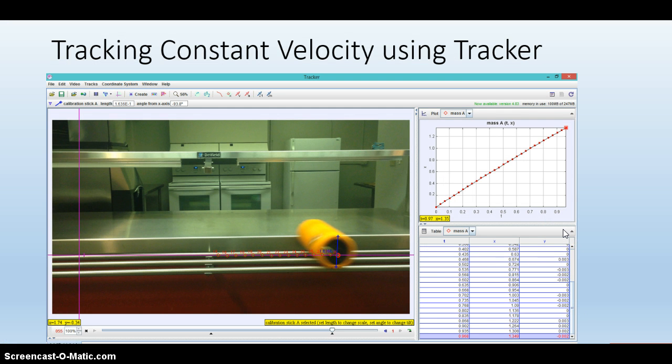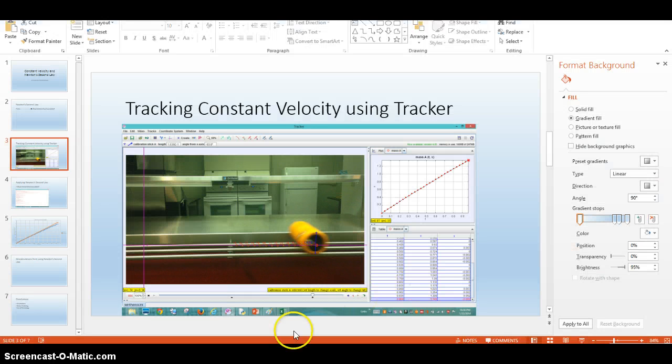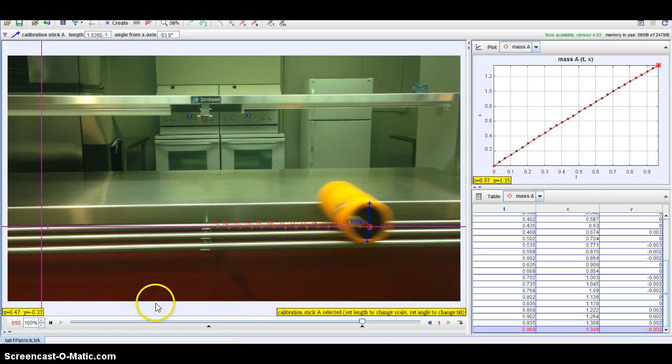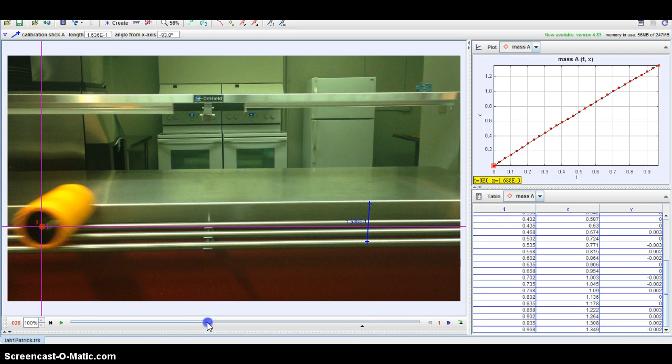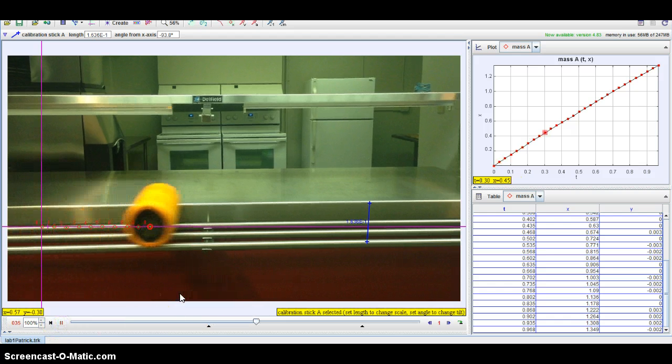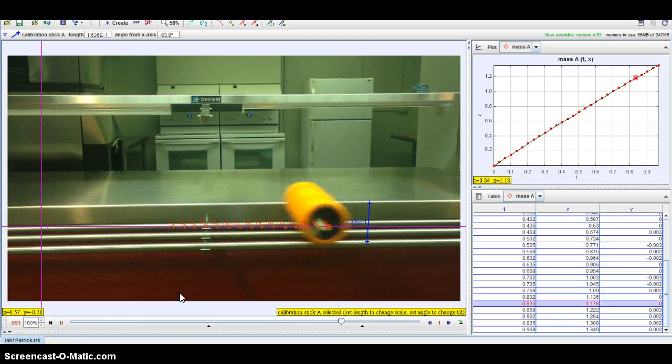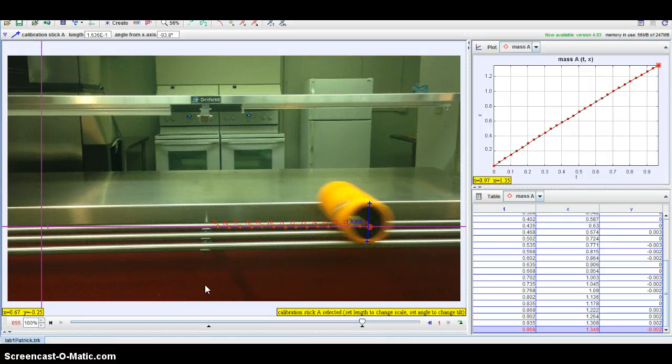The program we use to track the velocity of the foam roller in this lab is Tracker. It is a great tool for graphing and tracking the velocity of our object. As you can see, we're tracking the velocity and plotting the data points on the right on a graph.